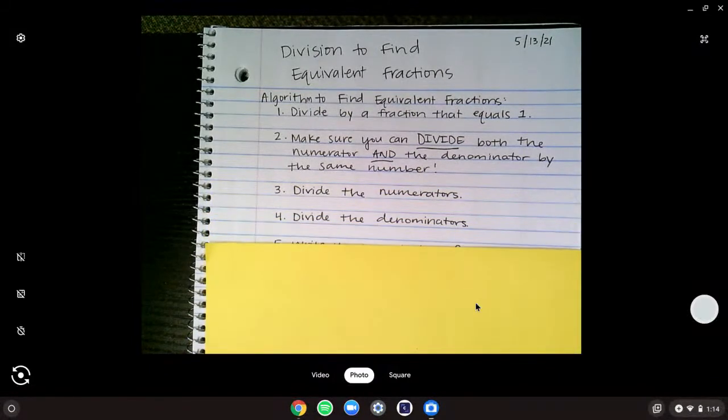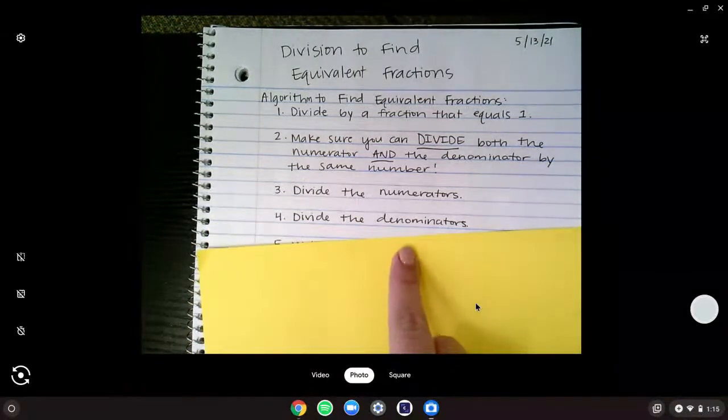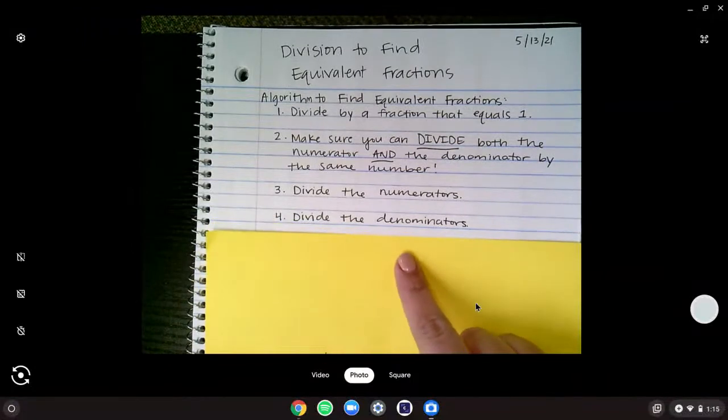Then there's 3 more steps. Step 3 and 4 are just like what we did with multiplication. We divide our numerators first, top to bottom, and then we divide our denominators, going across the bottom. You'll see it's very similar to how we did yesterday's.